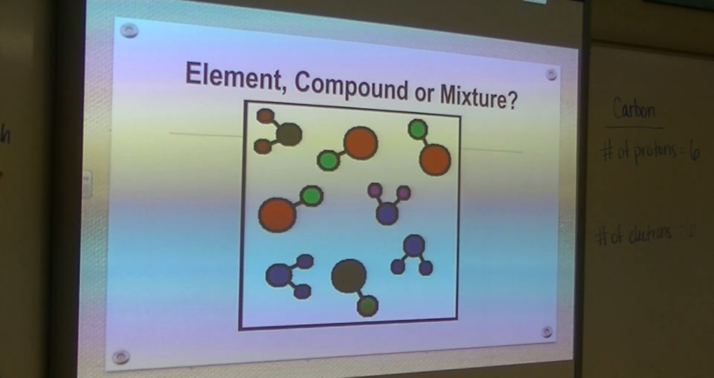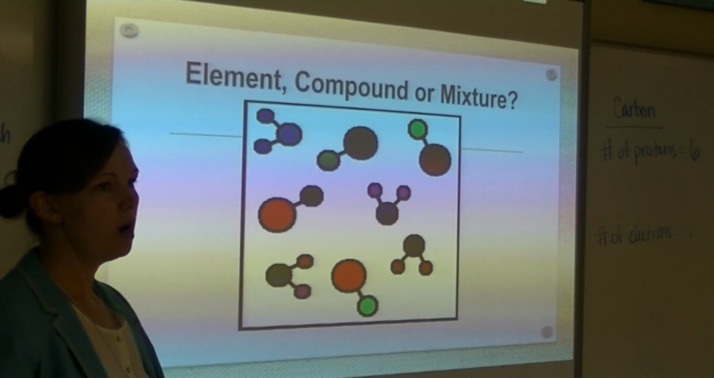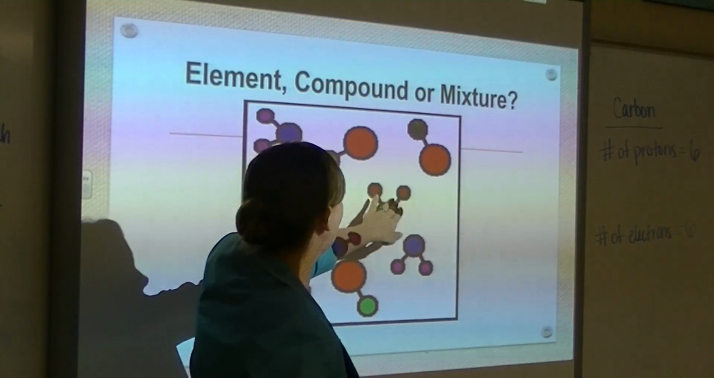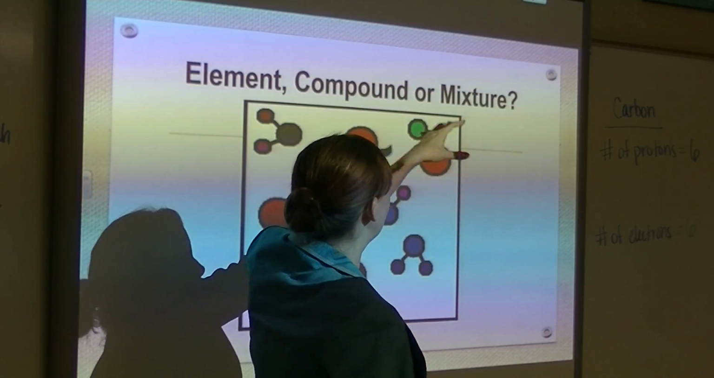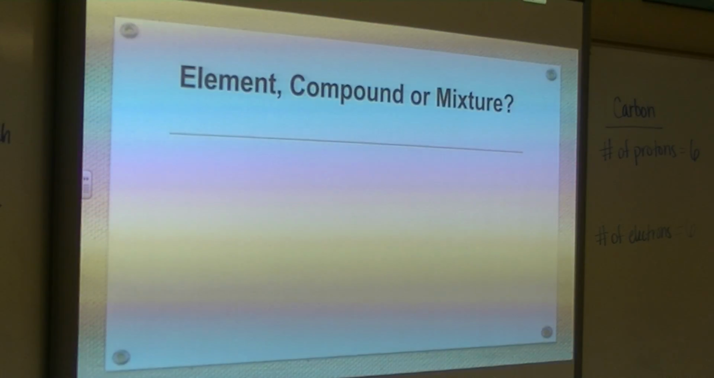Element, compound, or mixture? Mixture. This is a mixture too. It's a mixture of two compounds, right? Because this is one compound and this is a different compound. They are mixed together. Good.